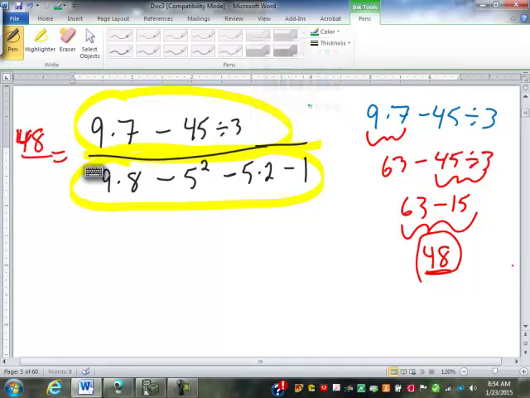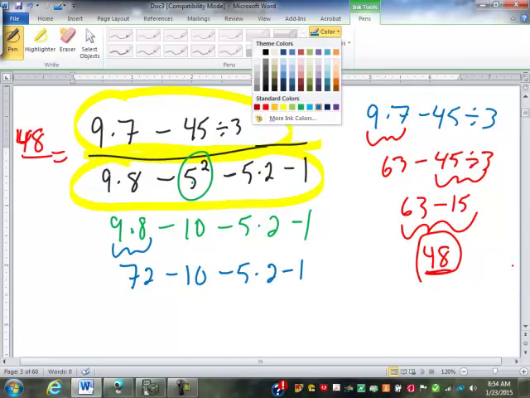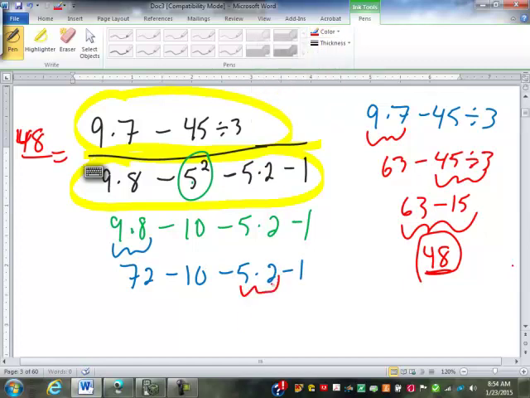Now we're going to do the bottom. On bottom, what do we have to do first? Exponent. 5 squared is 10. What's next? Multiply, which one? Left to right. 9 times 8 is 72. And then 5 times 2.